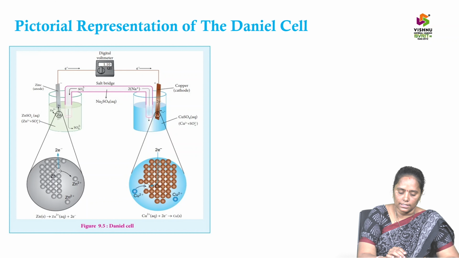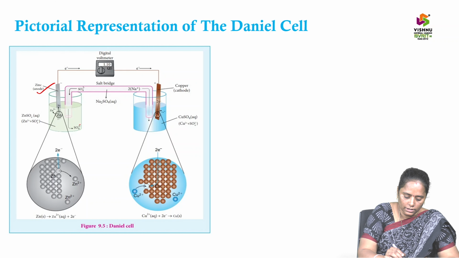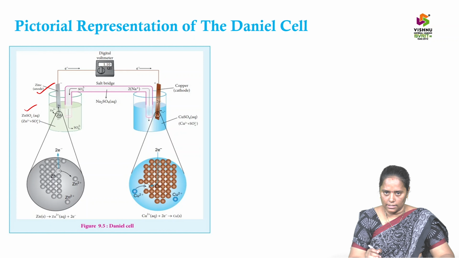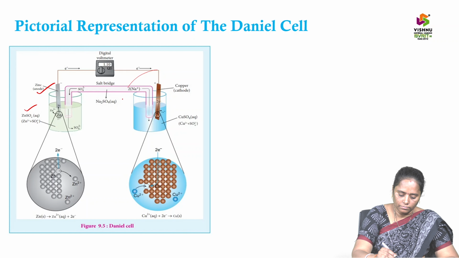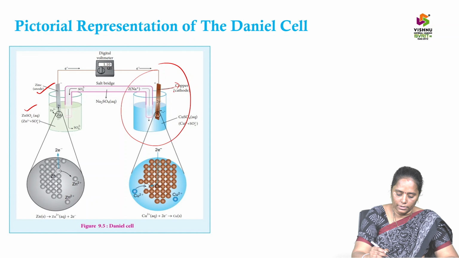So, as we discussed, zinc electrode in zinc electrolyte solution, we can take either of the salt solutions. It may be zinc sulfate, zinc chloride, zinc nitrate, anything. This is a cathodic half cell. The electrode is copper. Its electrolyte is copper sulfate solution.